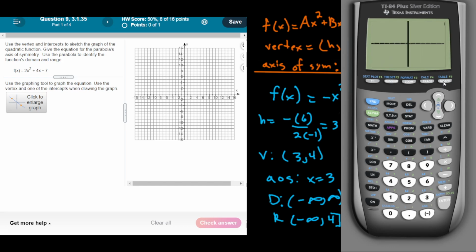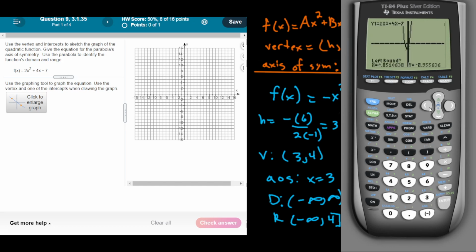Let's hit graph and see if we can spot it out. As long as we can see the whole parabola, like that, then that means that we can hit second trace. And we're going to go to minimum, because the parabola is a U shape.